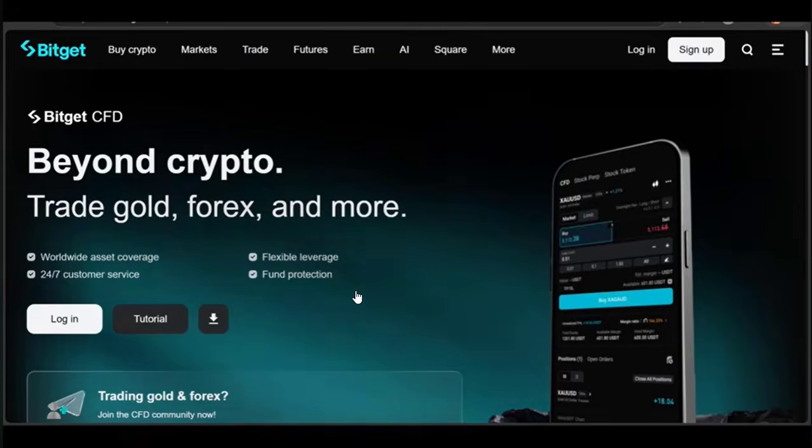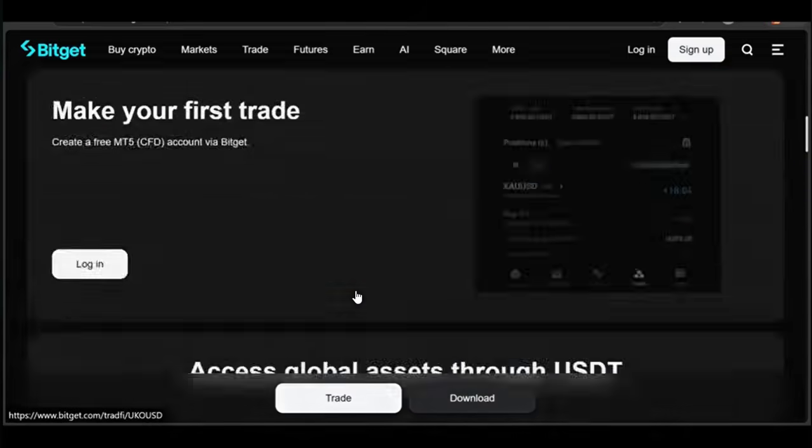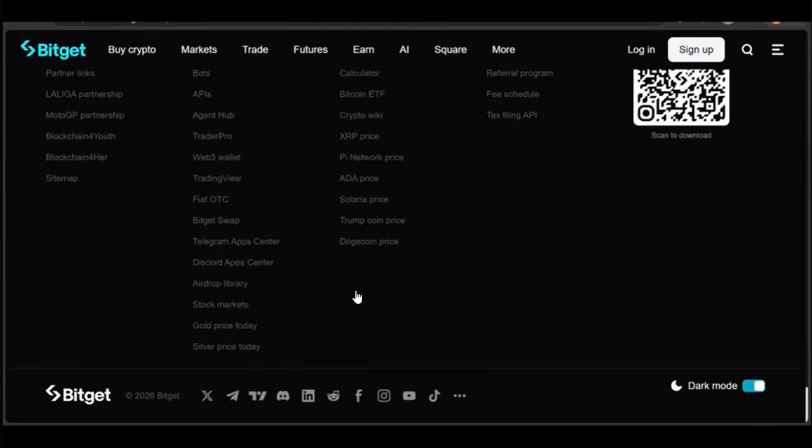But this is very important. Always set a stop loss and take profit. This is called risk management, and it's what separates beginners from professionals. Without risk management, even a good strategy can fail.